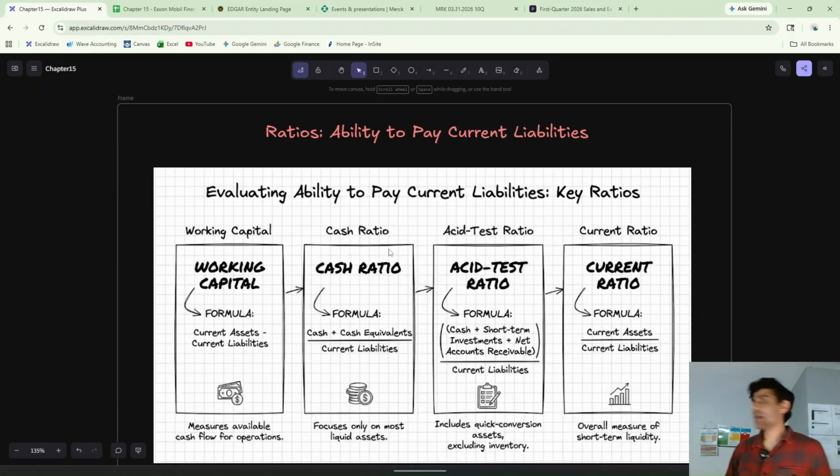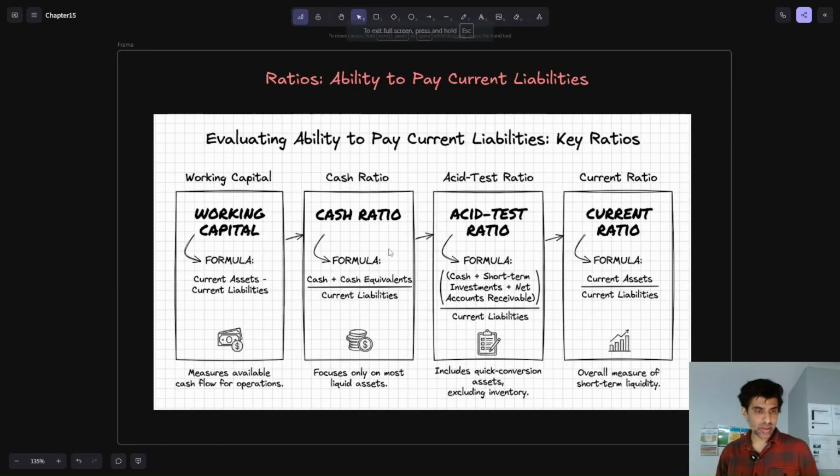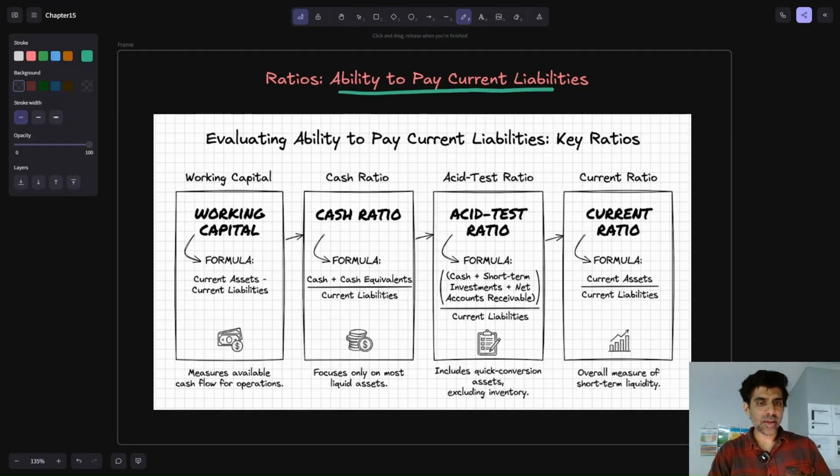I'm not going to go through each formula individually. Okay. I think it's better we just talk about the themes again to make sure that you're clear, and then we just move on to practice problems. So again, this first theme is ability to pay current liabilities.